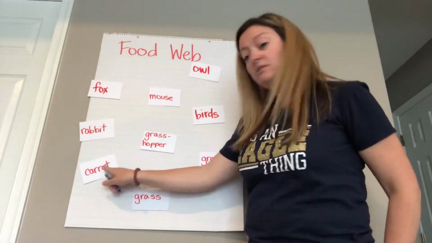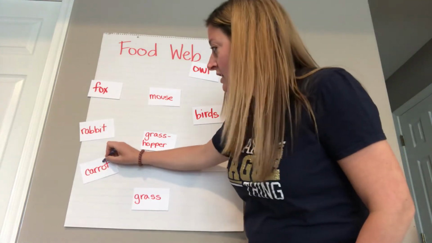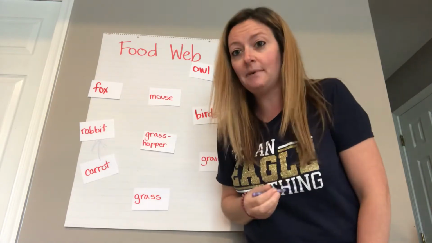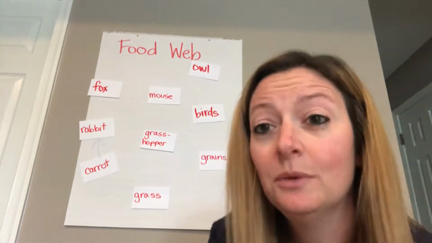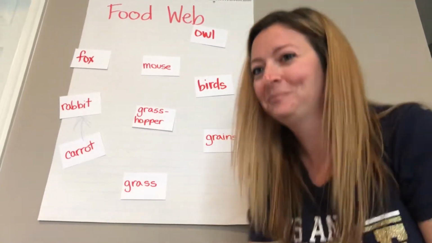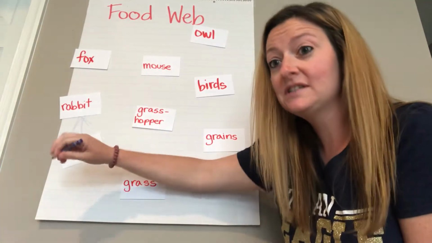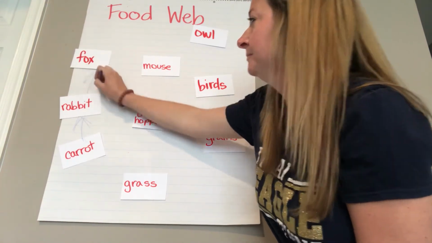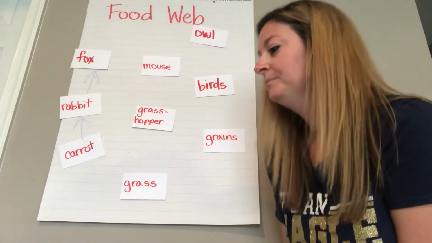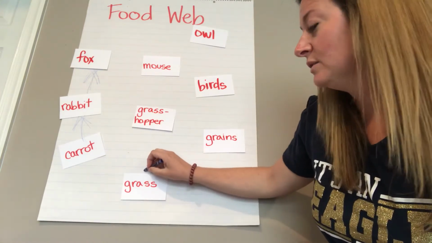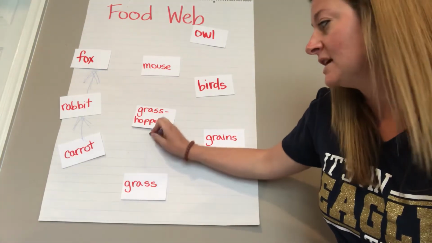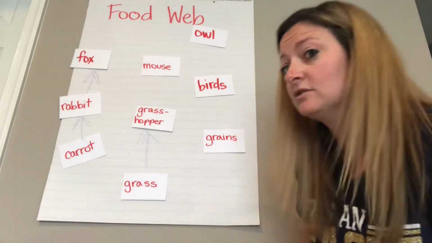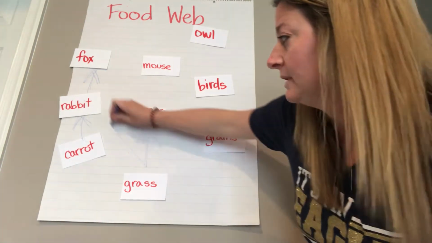So if we start down here with the carrot, we know that the carrot is going to give energy up to that rabbit. Okay, I'm going to pull you in a little bit closer so you can see. The rabbit is going to give energy up to that fox. Okay, the grass is going to give energy to the grasshopper, but it's also going to give energy to the rabbit.